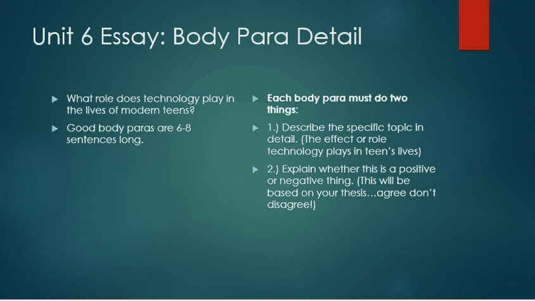then within this 6 to 8 sentences, I'm going to have to do 2 things in that body paragraph. One, I'm going to have to describe the specific topic in detail. So what I would have to do is list some of the ways that technology entertains teens. Maybe I'm going to describe video games. I'm going to talk about cell phones, or mention the various entertainment types of technology that teenagers like to use. And I'm going to do that in 3 or 4 sentences. So I probably want to use more than one item.